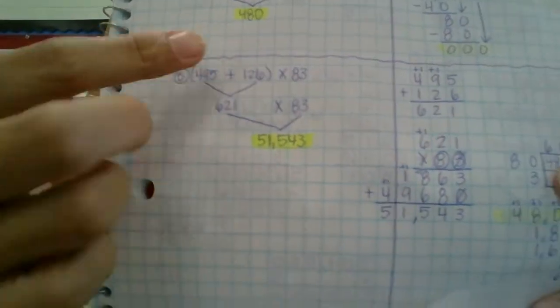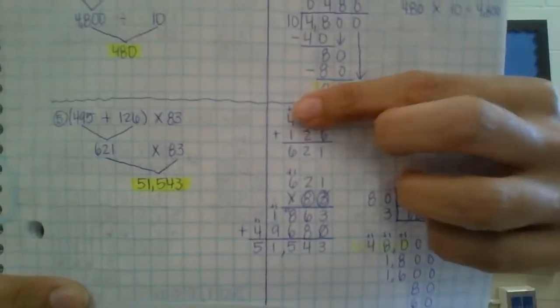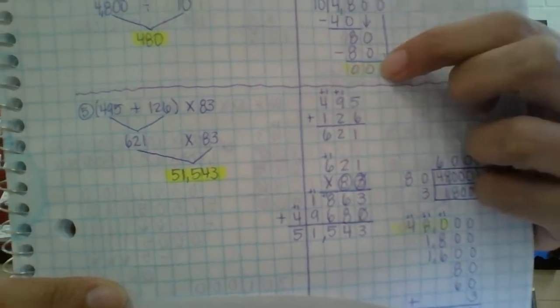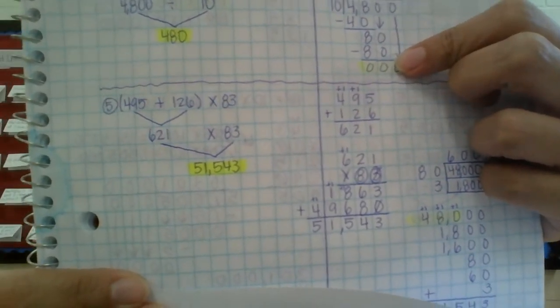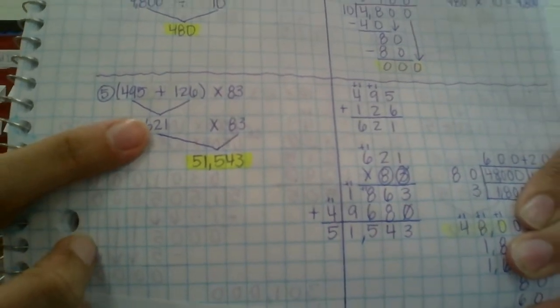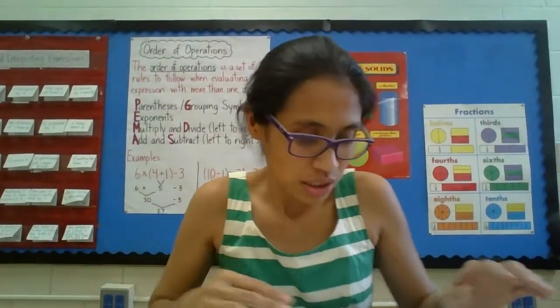Okay, so first we need to do what's in parentheses, which is 495 plus 126. And if you see, I put my work right here. And when you add, make sure that you show the numbers that you carry on top of the next place. And so that answer is what? 621, right there. Times 83. Sometimes this thing is like a struggle. All right, but no struggle. So easy.